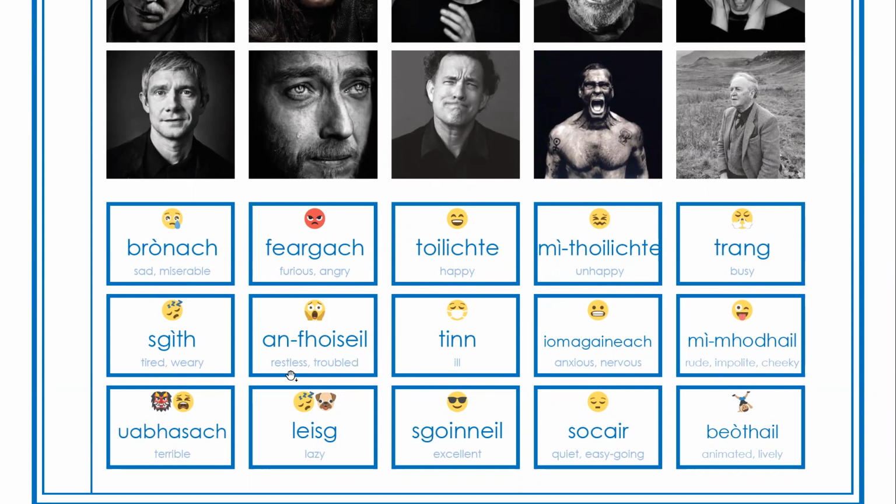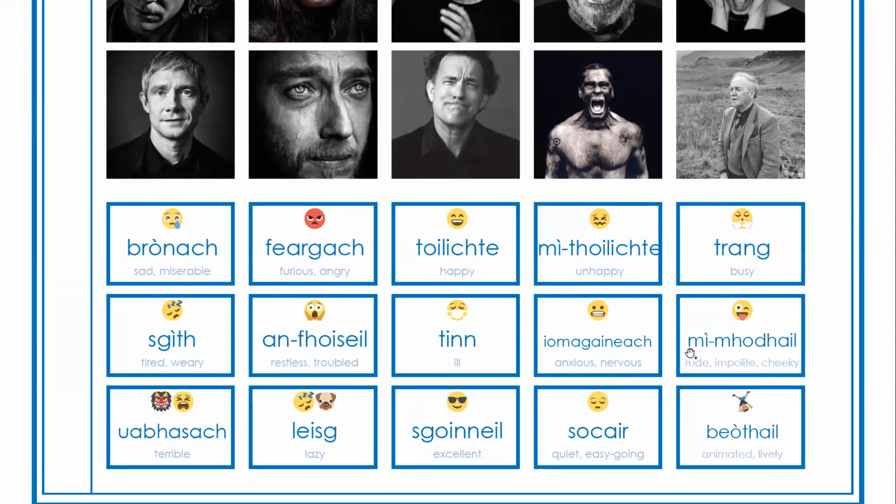No harm in learning some interesting vocabulary. Cheen, ill, as in poorly, unwell. Cheen. Another good word, descriptive. Imigenach, anxious or nervous. Imigenach. Rude, impolite or cheeky, we have mívogal. Mívogal.